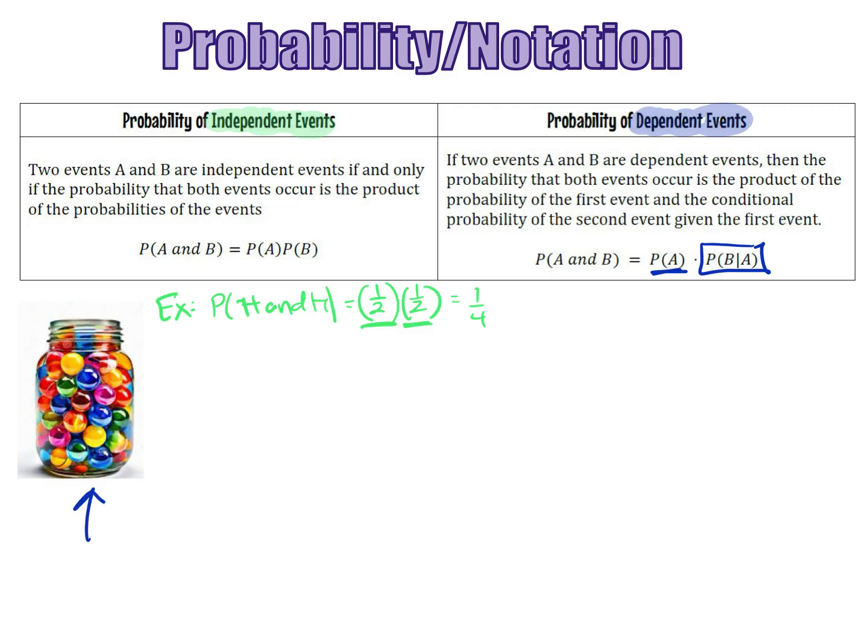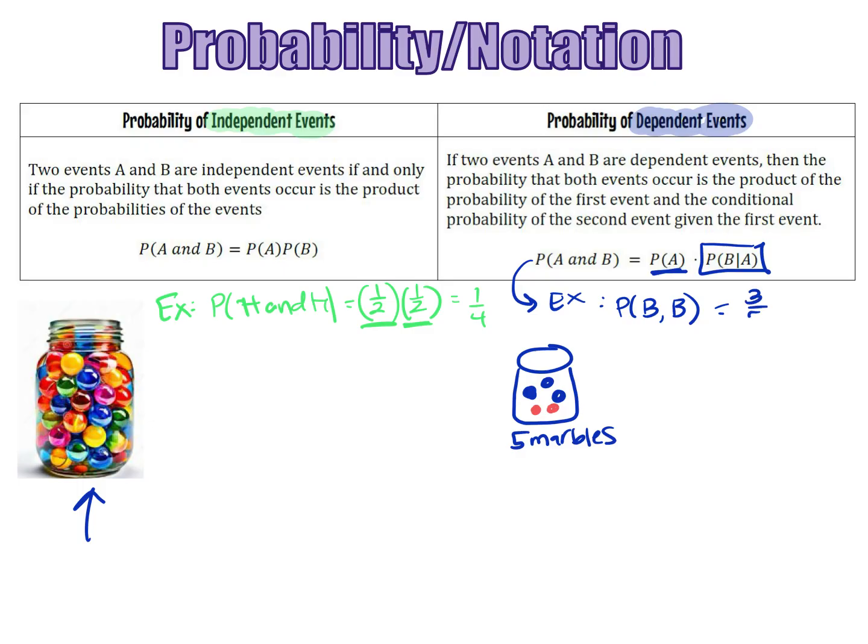Let's say that we had a jar of marbles and it actually only had 5 marbles in it, and 2 of them were red and 3 of them were blue. There's a visual for us. So let's say we didn't put a marble back and we were looking for the probability that we had blue and then that we had blue again. So if we're not putting a marble back, at the beginning, the probability of drawing a blue one is 3 out of 5 because there's 3 blue marbles out of the 5 marbles that are there.